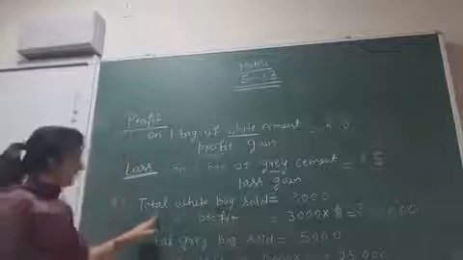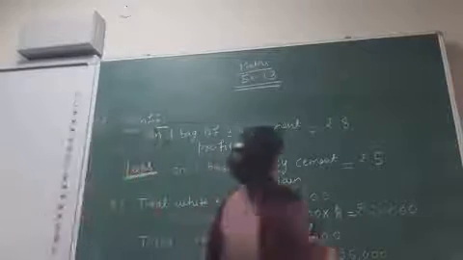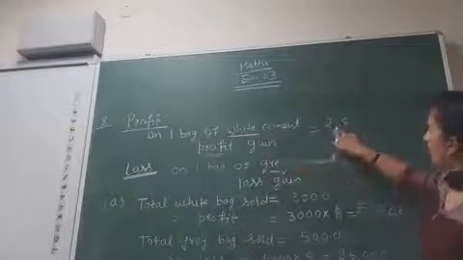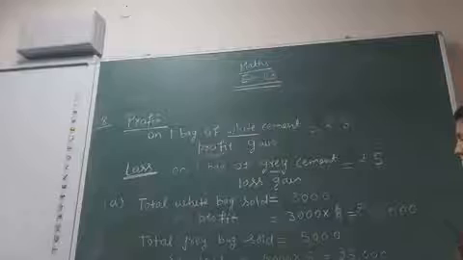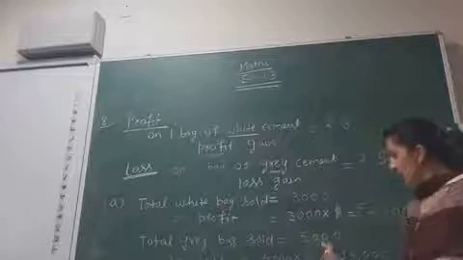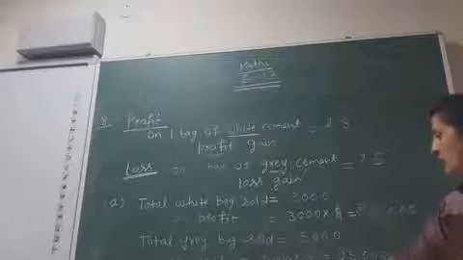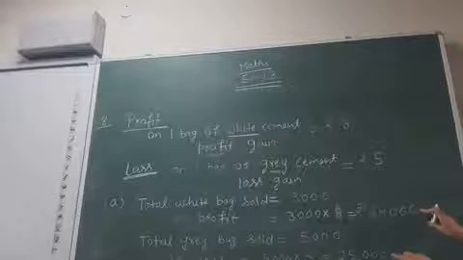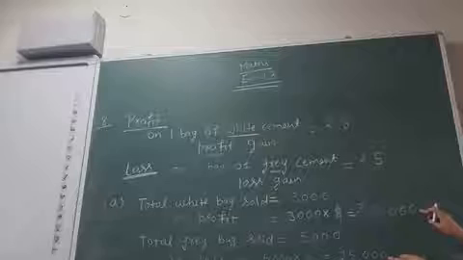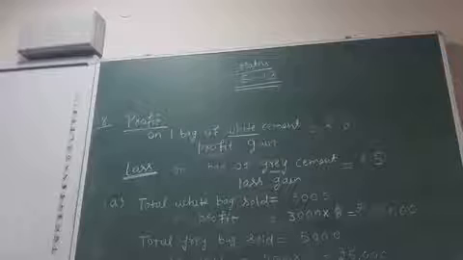So first part is total white bags sold is equal to 3000. So 3000 bags are sold and profit gain on this is rupees 8. So profit is 24,000. Total grey bags sold is 5000. So grey bag shows loss. So loss is equal to 5000 multiply 5, it's 25,000. Which is greater? Loss is greater. It's 25,000. So loss is equal to 25,000 minus 24,000. It is a loss of 1,000 rupees.